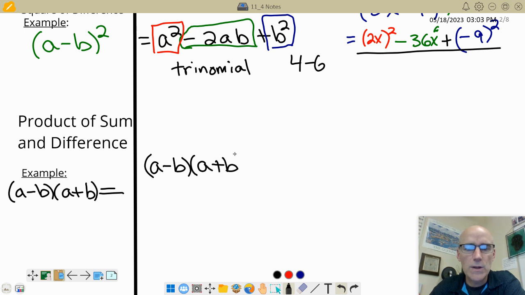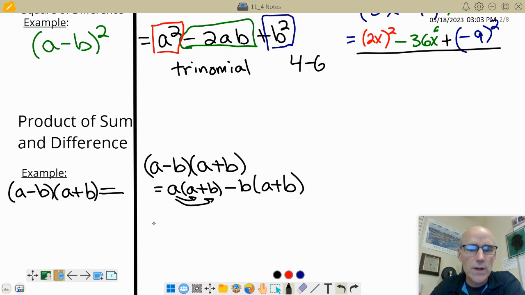So a plus b. And what you want to do is the distributive property, right? So we're going to go a times a plus b. Then we're going to go minus b times a plus b, and we have to distribute that through. So we end up with a squared plus a times b. And then we distribute this one through, and we get negative.